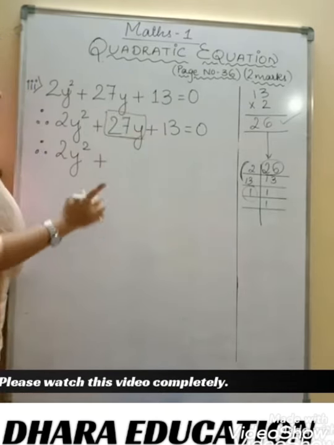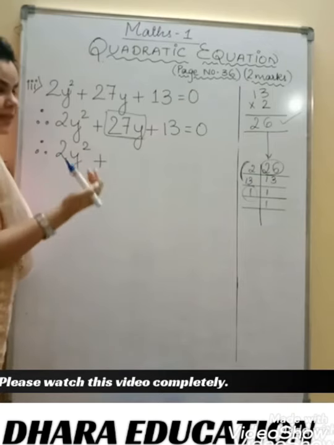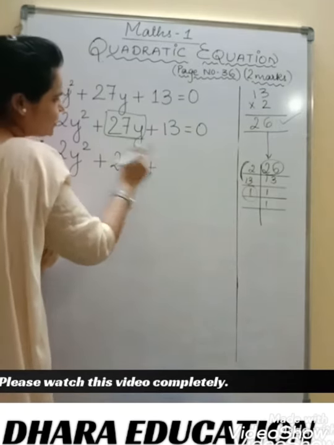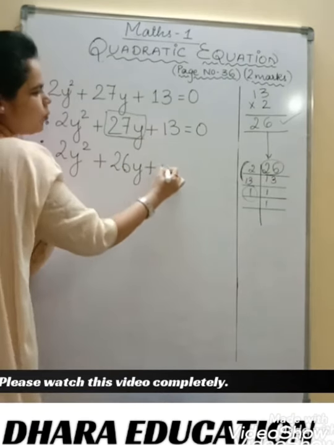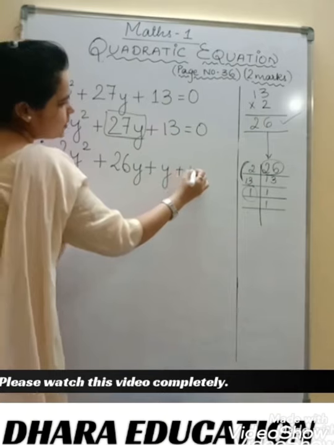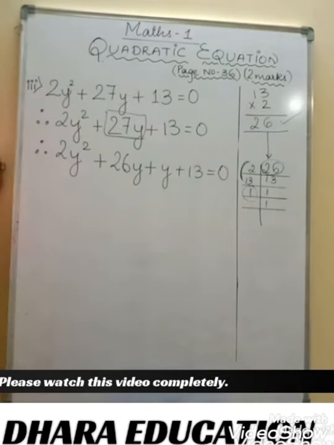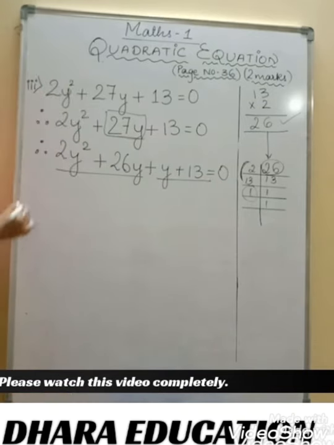Please be very careful while solving the second step. So 26y plus y plus 13 is equal to 0. As the signs are all positive, we have to take plus only. The first and the third term will be as it is. After doing this, we will make pairs. Next step, by taking the common factors.